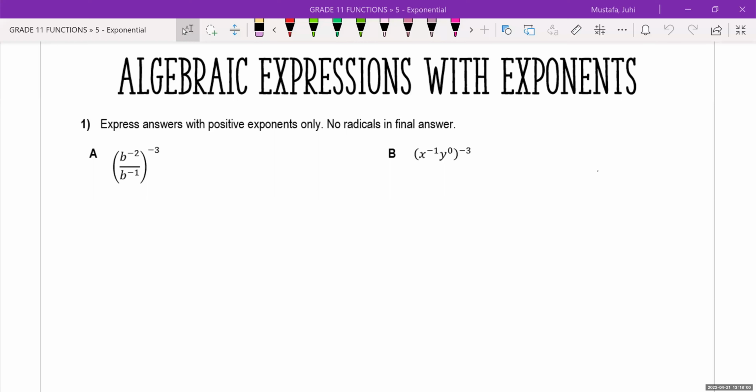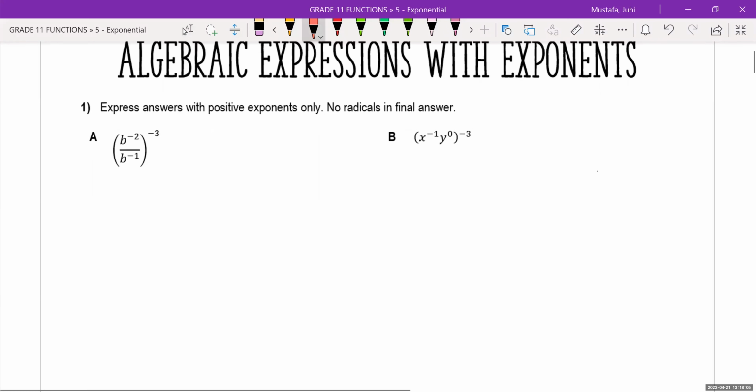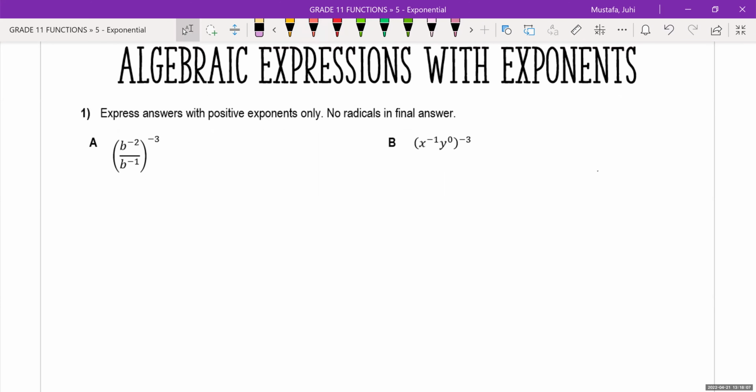All right, for question number 1, we are going to begin by applying the rule where if you have a power and you have a fraction, you're going to take that power and multiply it to both of the other powers in the numerator and denominator. So this times -2 and this times -1. When you do that, you're going to get b to the power of -2 times -3 is 6 over b to the power of -1 times -3 is just a 3.